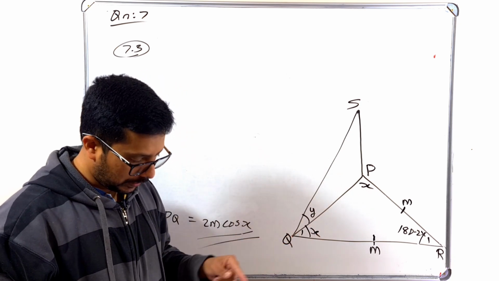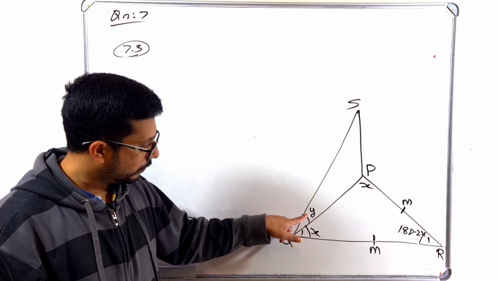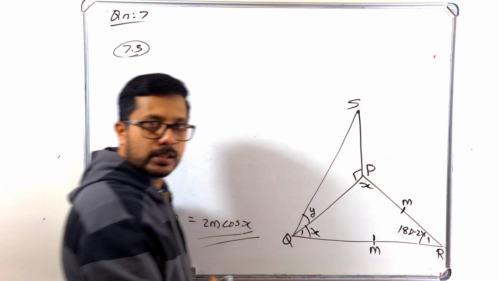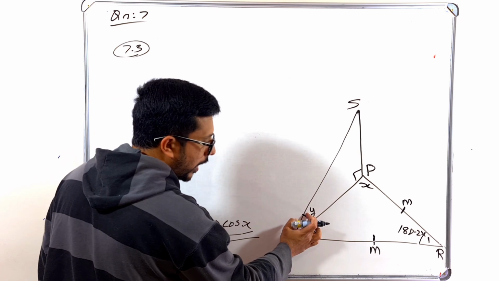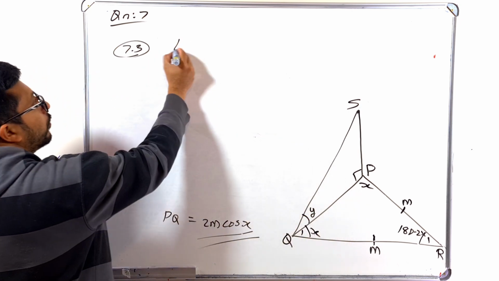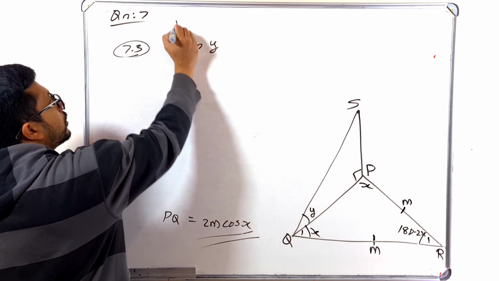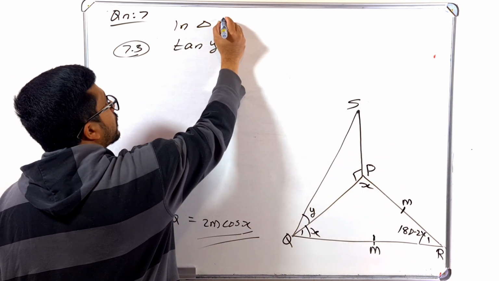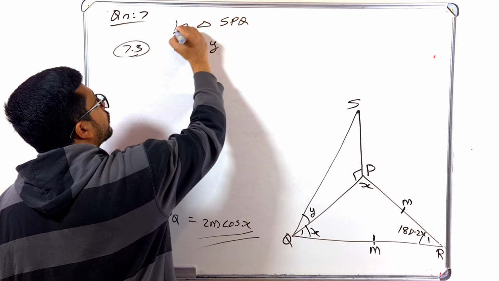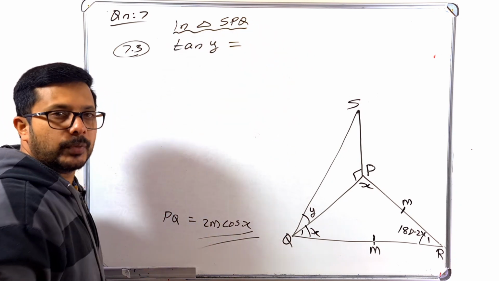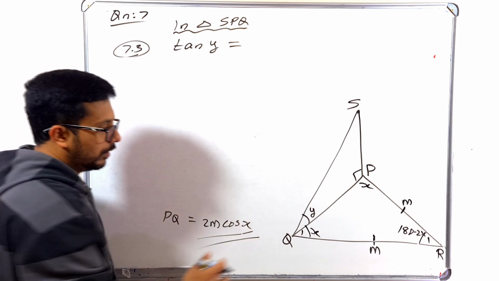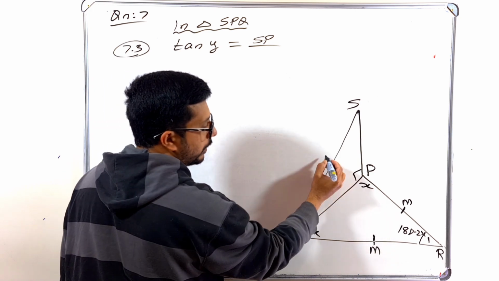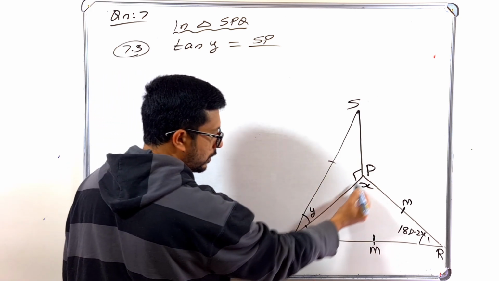And tan y. Y is here. This is a vertical pole, so this angle is 90 degrees. Let's try to take tan y of that triangle. Tan y in which triangle? In triangle SPQ. What is tan y? Tan means opposite side over adjacent side. What is the opposite side? SP. What is the adjacent side? This is 90, so this one is the hypotenuse, so the adjacent side is PQ.